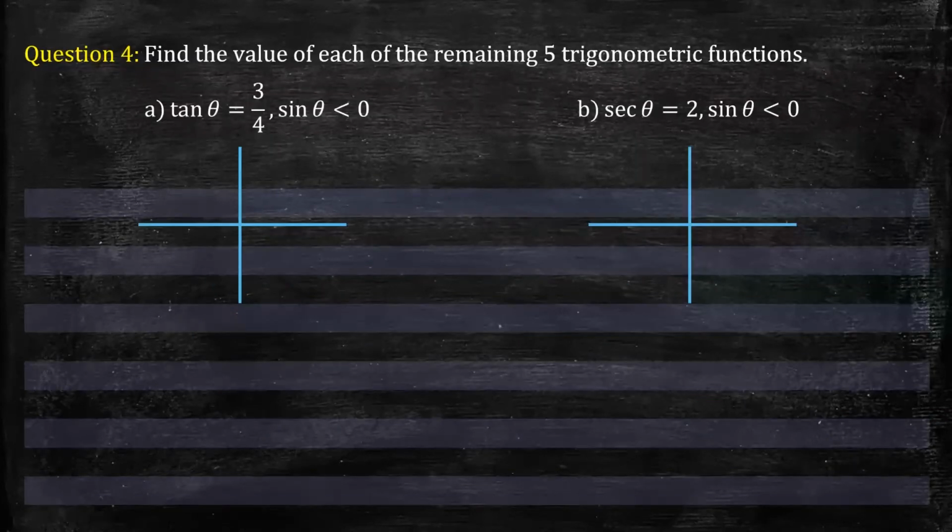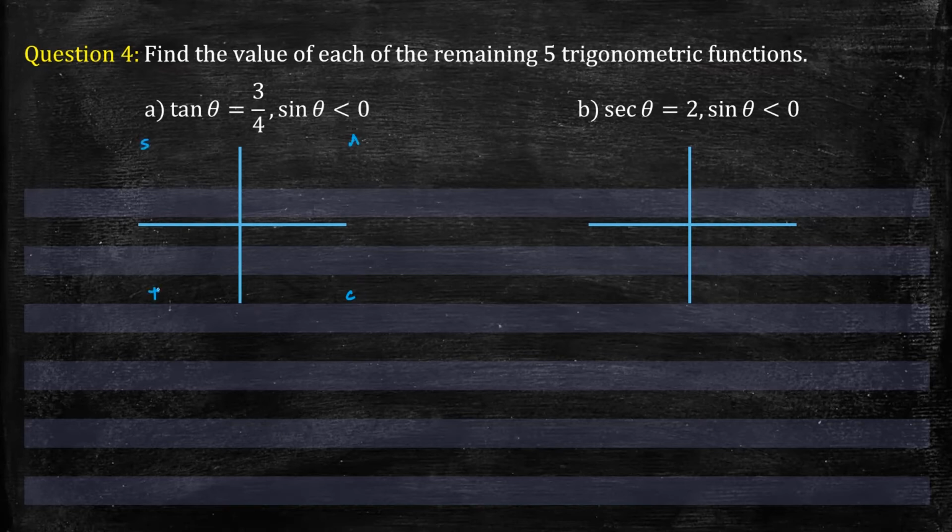In question 4, we want to find the value of each of the remaining 5 trigonometric functions. In question A, we're given that tan theta is 3/4, which is obviously a positive number, but the sine ratio will be negative. Sine theta is less than 0. So start by labeling your diagram as CAST, which will tell us where our ratios are positive or negative.